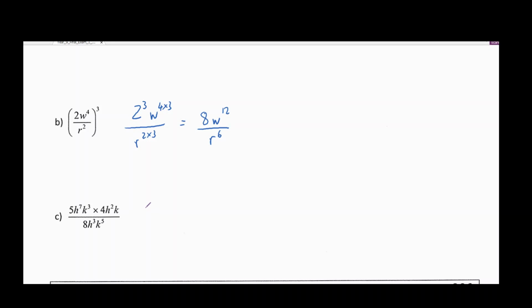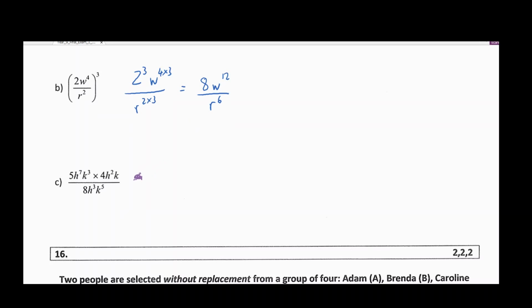And this last one, it's going to be this. Let's deal with the multiplication first. So we're going to have 5 times 4, which is 20. Then h to the 7 times h squared is h to the power of 9. Then we're going to have k cubed times k, which is k to the power of 4, over 8h cubed k to the power of 5.